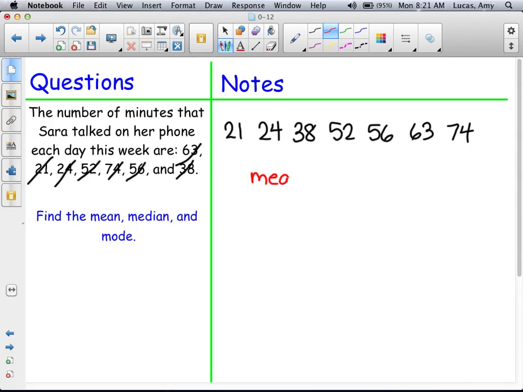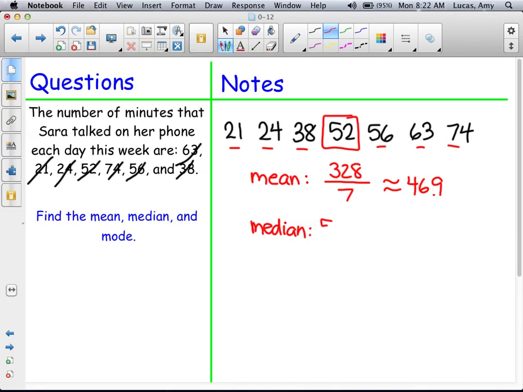The mean, again, will be divided by 7 because I have 7 numbers. If I add these numbers together, I get 328 divided by 7, about 46.9. The median is the middle number. Again, we have 7 numbers, so the one in the middle is 52.